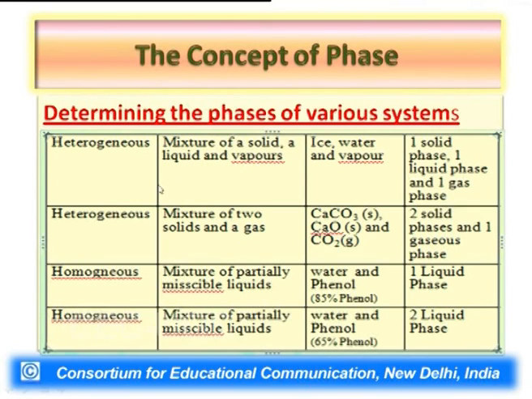Then we have a mixture of solid, liquid and vapor: ice, liquid water and water vapor. If we have these in a vessel, it means we have three different phases. Then let us consider another heterogeneous system, in which there is a mixture of two solids and a gas. You would have noticed that if we take calcium carbonate and it is decomposed, it gives calcium oxide and carbon dioxide. So, there are three different substances, which are also present in three different phases.